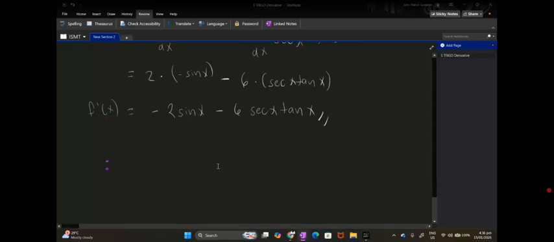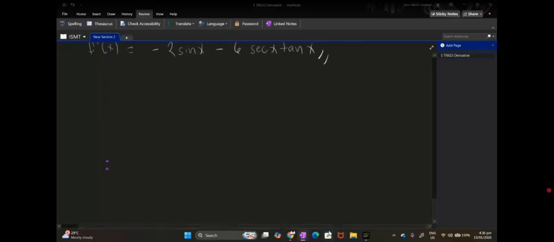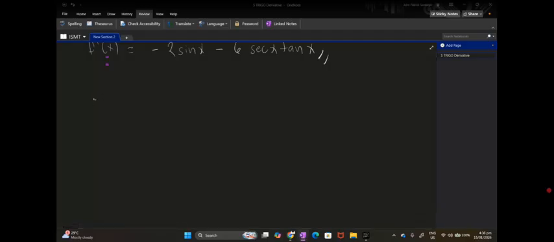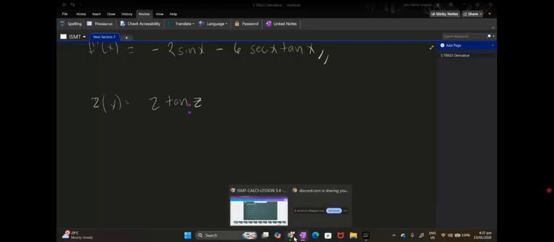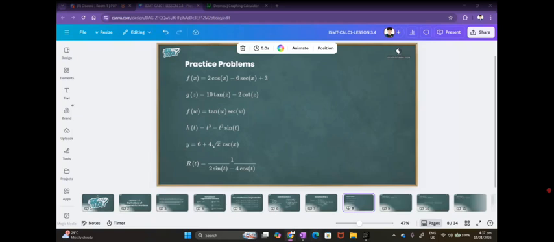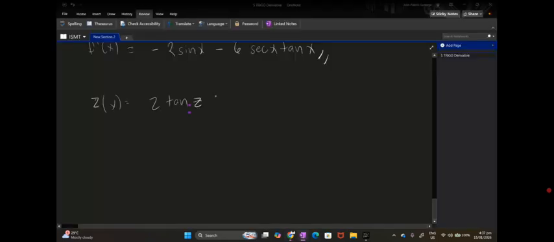Okay. Now, let's head on to the next problem. 10 tangent of z minus 2 cotangent of z. Sorry. 10 pala dito.